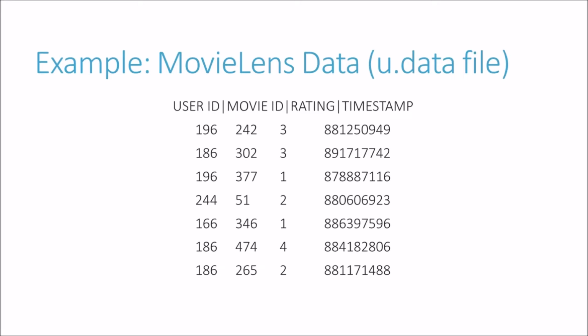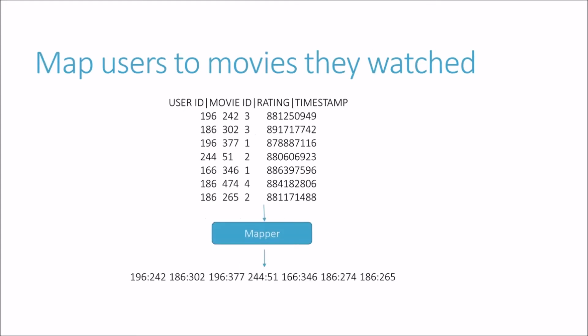My mapper is going to take each row one at a time. It will be called for each row of my data. And the mapper function's job is to extract the key and value that I care about. So my mapper for each row of data is going to extract a user ID as the key and a movie ID as the value.